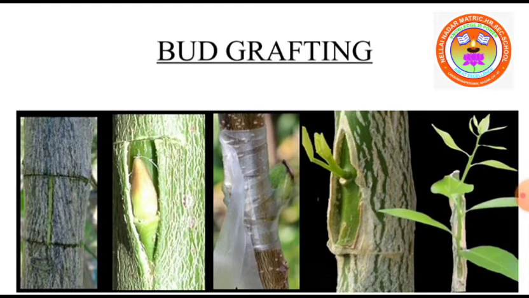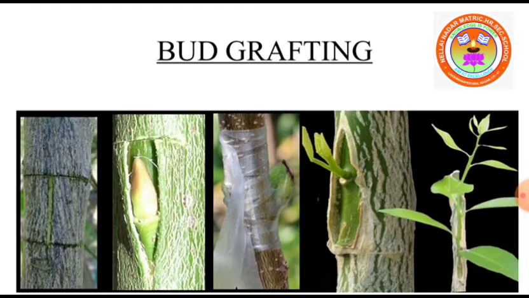Once the bud is removed, the scion bud with a little wood is placed in the incision beneath the bark. So first a T-shaped incision is made in the stalk and the bark is removed or lifted. The scion bud with a little wood is placed in the incision beneath the bark and properly bandaged. You can see it properly bandaged.